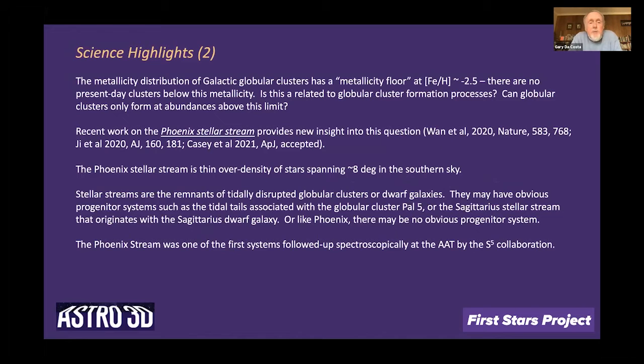Another interesting result has to do with globular clusters. The globular clusters that we have in our own galaxy now seem to have a metallicity floor of around -2.5. There are no present day clusters that have metallicities below this value. And so a question arises as to whether this is a consequence of globular cluster formation processes, in the sense that they only form at abundances above this limit, or is it some other effect that we don't see?